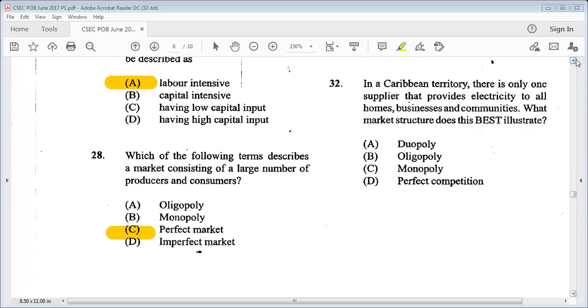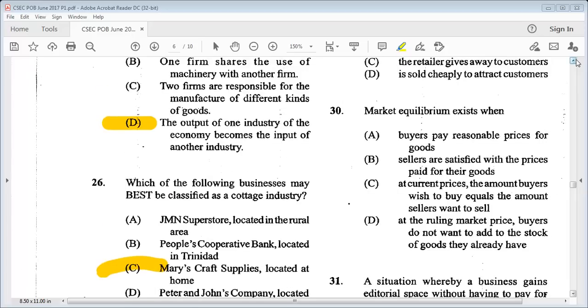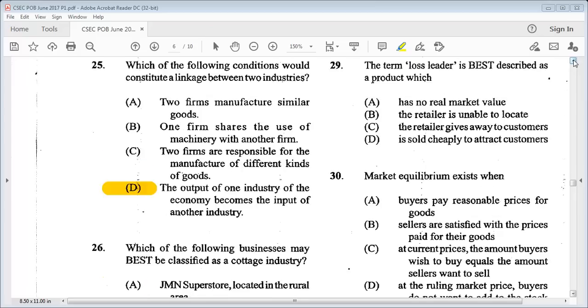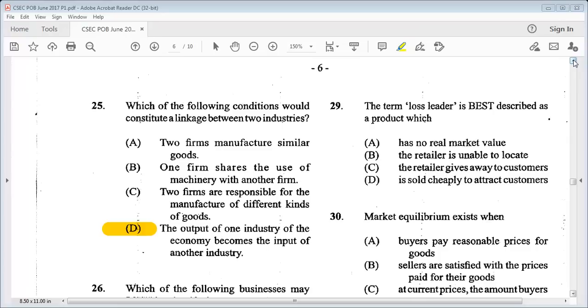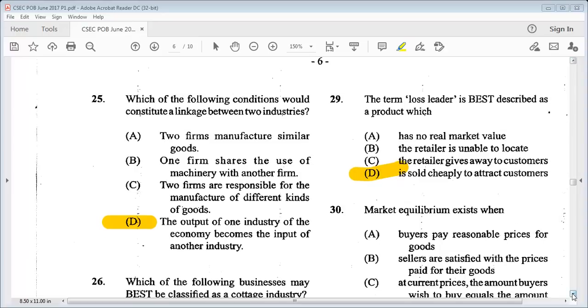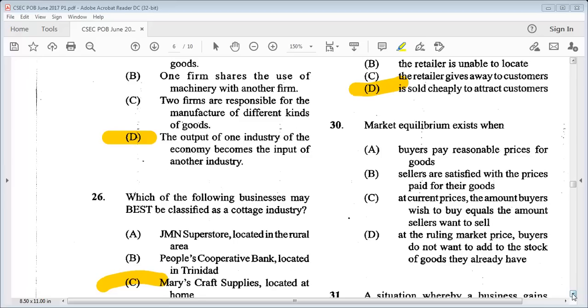Let's go on to 29. 29 says, the term loss leader is best described as a product which D is sold cheaply to attract customers. 30 says, market equilibrium exists when C, at current prices, the amount buyers wish to buy equals the amount sellers want to buy.